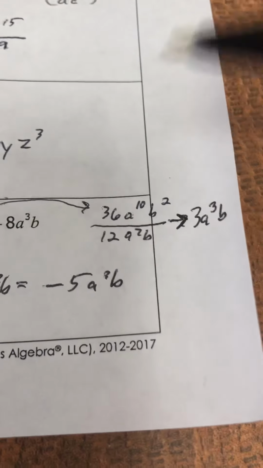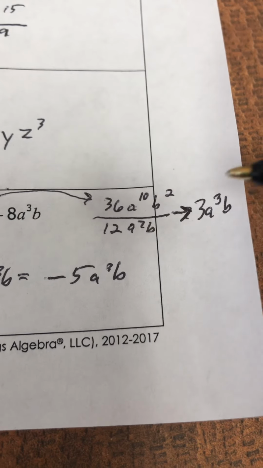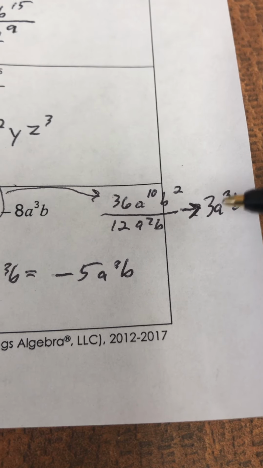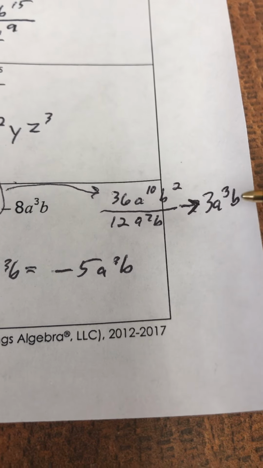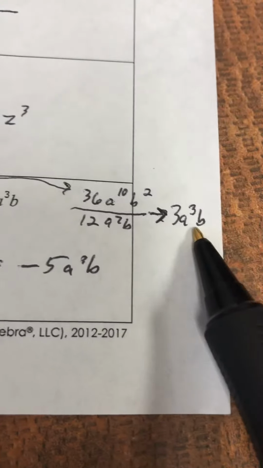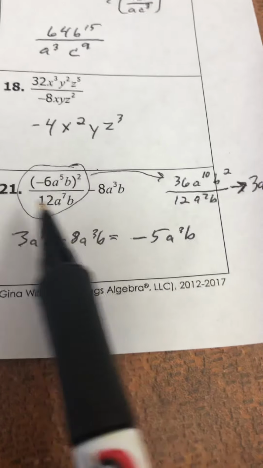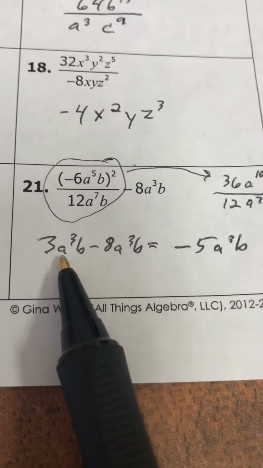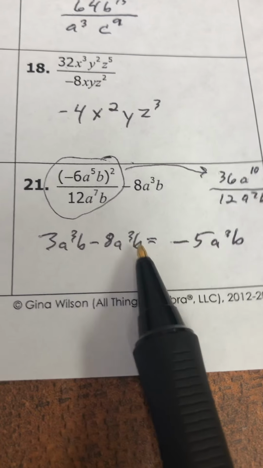So now I can do my division. 36 divided by 12 gives me 3. 10 minus 7 gives me a to the 3rd power, and 2 minus 1 gives me b to the 1st power. So this whole first part that I circled becomes 3a cubed b. 3a cubed b minus 8a cubed b.